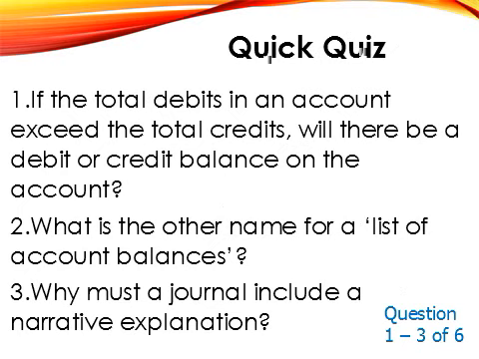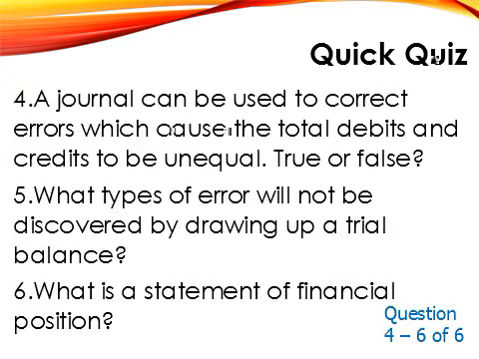Quick quiz. Question 1. If the total debits in an account exceed the total credits, will there be a debit or credit balance on the account? Question 2. What is the other name for a list of account balances? Question 3. Why must a journal include a narrative explanation? Question 4. A journal can be used to correct errors which cause the total debits and credits to be unequal. True or false? Question 5. What types of error will not be discovered by drawing up a trial balance? Question 6. What is a statement of financial position?